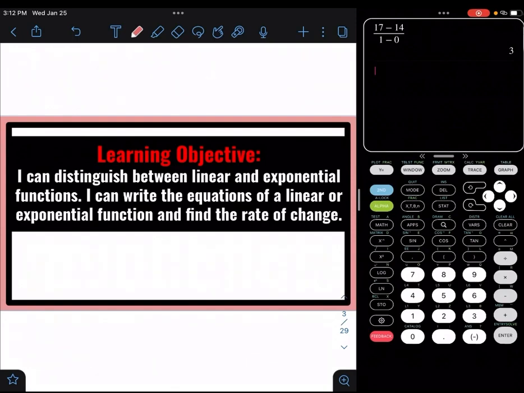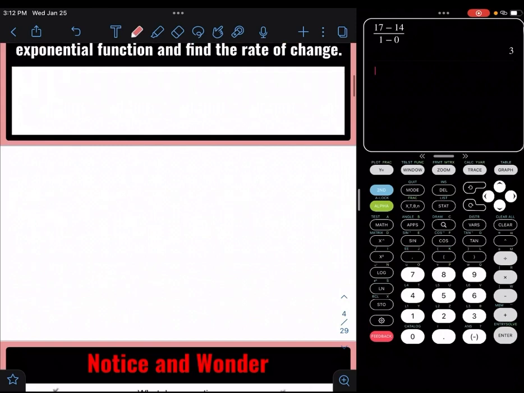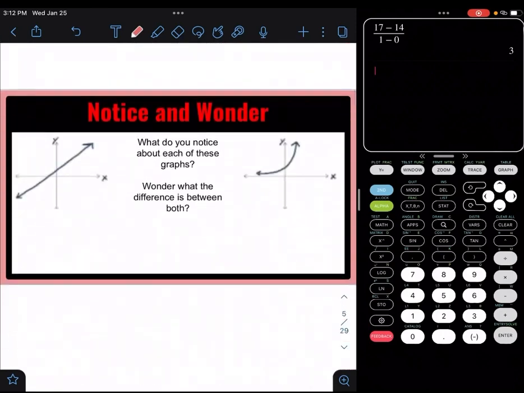Alrighty, so now today we are going to be able to distinguish between linear and exponential functions, and then we're going to be able to write equations and find their rate of change. So notice, what do you notice? What do you notice about both of these graphs, and what do you wonder?